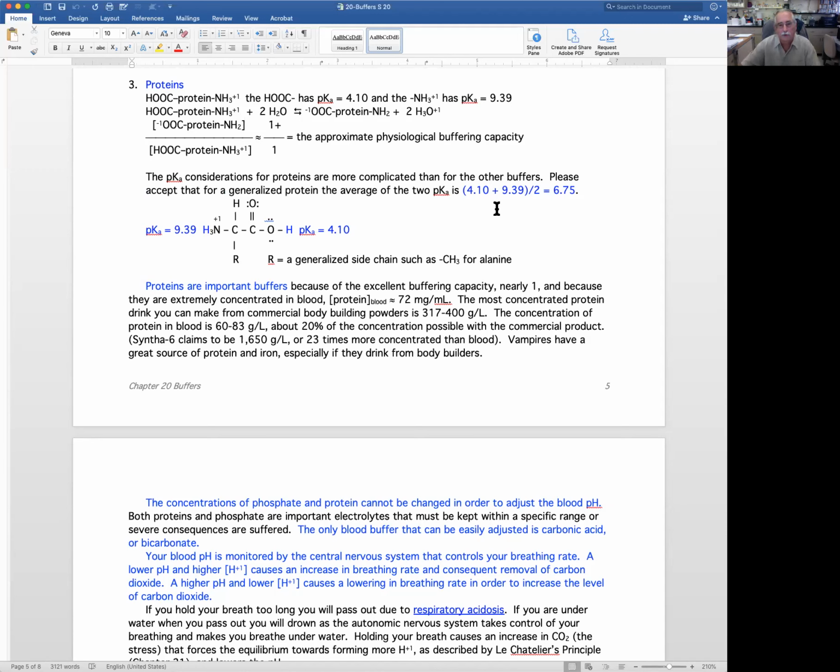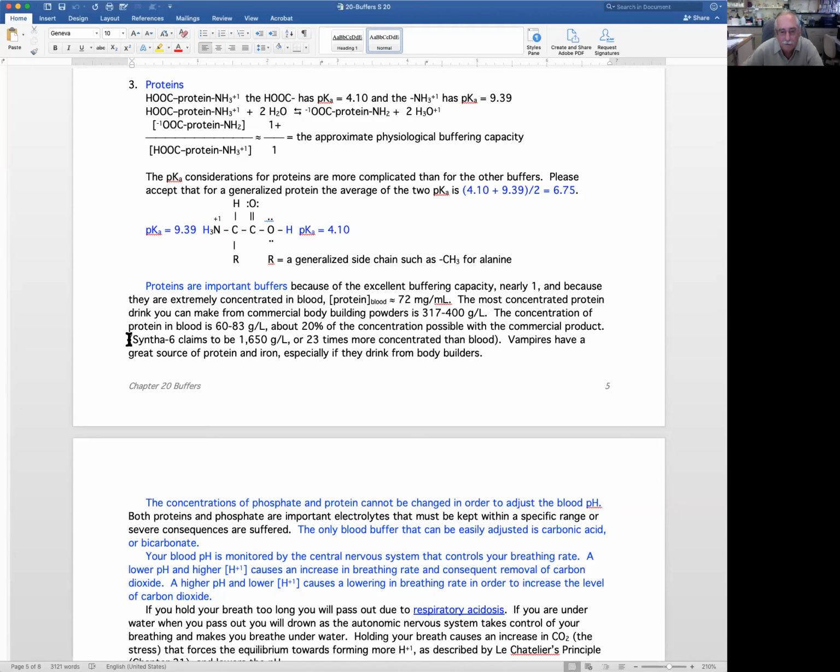So another reason why proteins are important blood buffers is because they're just extremely concentrated. Protein concentration in blood is about 72 milligrams per mil. And the most concentrated protein drink you can make from commercial bodybuilding powders is about around in there. So here's 72 grams per liter. Here is, close to, it's about 20% of that. So in other words, blood is extremely high concentration.